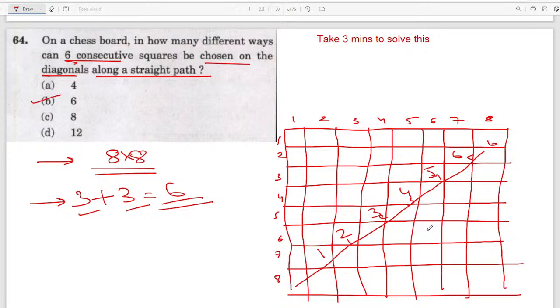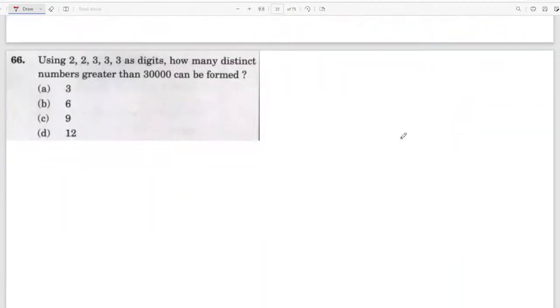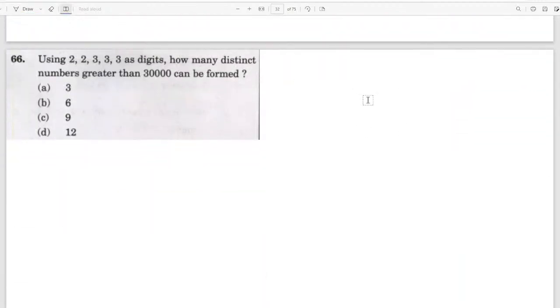Priyanka, LKR, Lohit. Is this clear? And Shweta, people have got option D. If you have any doubts, please ask. So we'll move to the next question then. So take 2 minutes to solve this question.